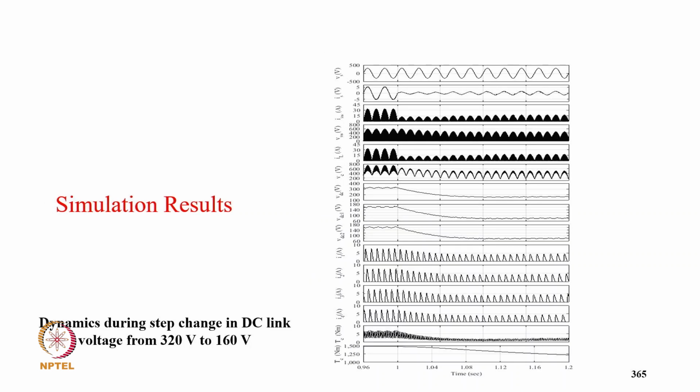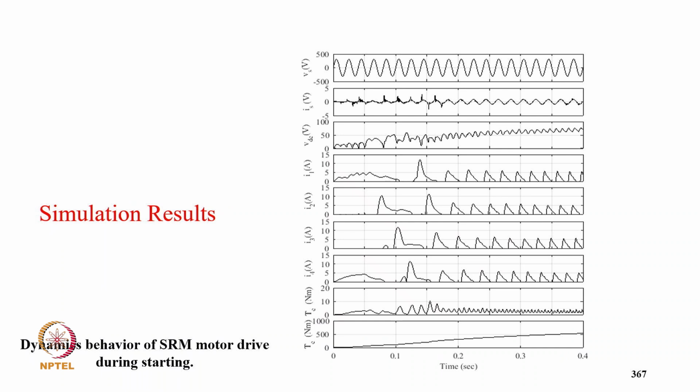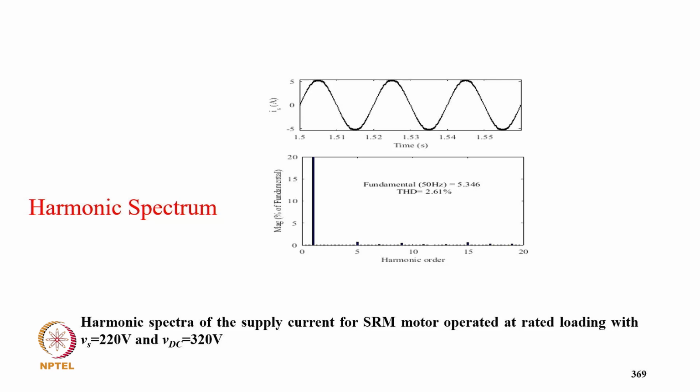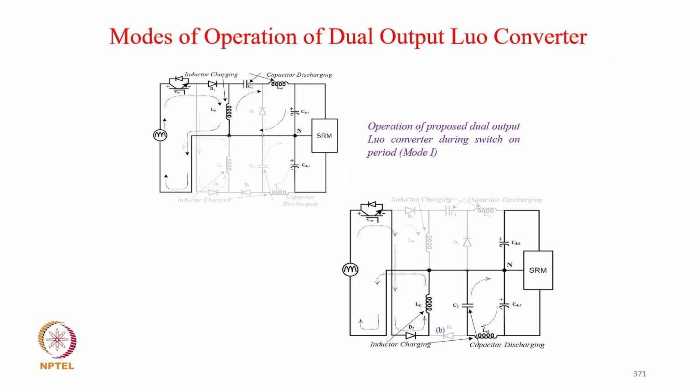Then the variation of DC link voltage for speed control. Then the supply voltage variation 220 to 270, performance during starting. Then you are demonstrating switch voltage, switch current. Then the THD of supply current is 2.61%. Then the dual output Luo converter.